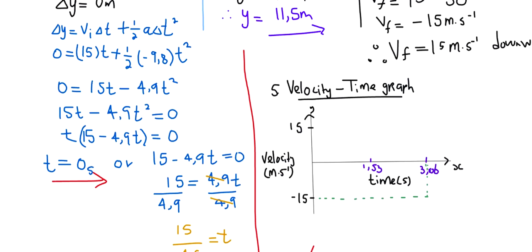Your velocity time graph is a straight line graph. The reason it's a straight line graph is that it shows us the direction of the upward movement when the ball is projected upwards, as well as the direction of the downward movement as the ball is projected to the downside.